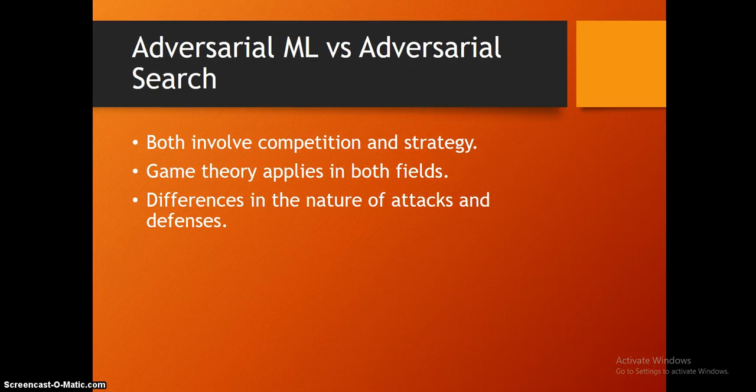Adversarial machine learning and adversarial search. Although these fields are different, they have a lot in common. Both involve strategy and competition. Both can be understood using game theory. But adversarial search is about planning moves in advance in games, while adversarial machine learning is about defending models from deceptive inputs.